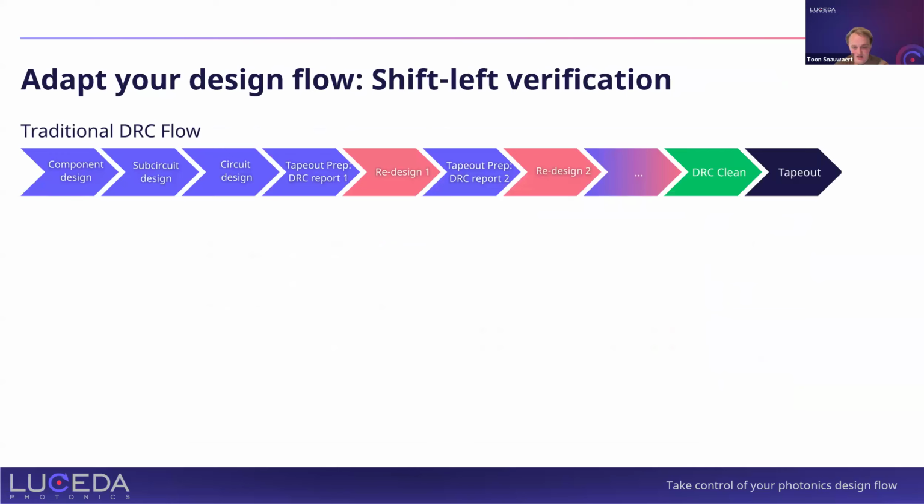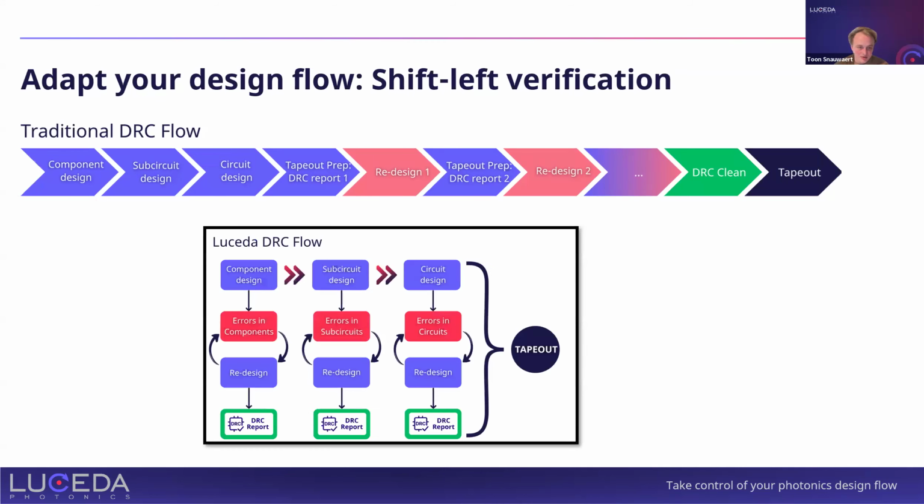Having Luceda DRC enables you to adapt your design flow as a designer. Let's first have a look at the traditional design flow. We start with component design, then we do sub-circuit design, get to circuit design, until we have finished circuits. Then we send it over to the foundry, we get a DRC report, usually with lots of errors that we need to fix, so we need to redesign a lot. Then we send it again, get another report, until we finally have a DRC clean layout that can go to tape out.